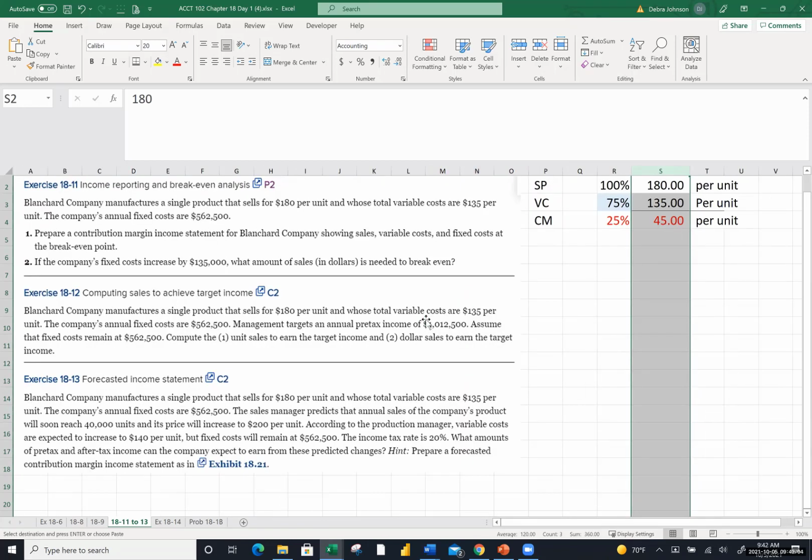So Blanchard Company, the same company that we just talked about, manufactures a single product line that sells for 180, variable costs are 135, fixed costs are 562,500. Oh, we just did what they asked us. Prepare a contribution margin income statement showing sales, variable costs, and fixed costs at the break-even point. Okay, we just did that.